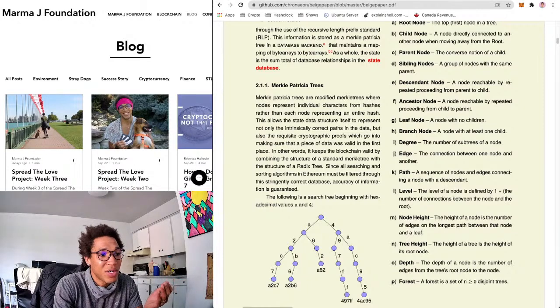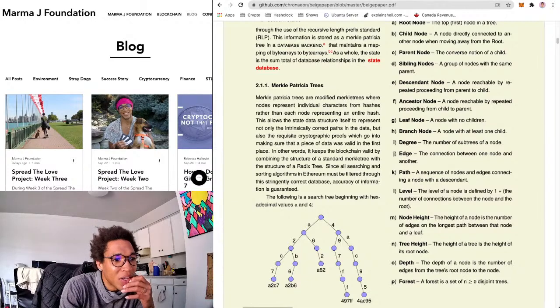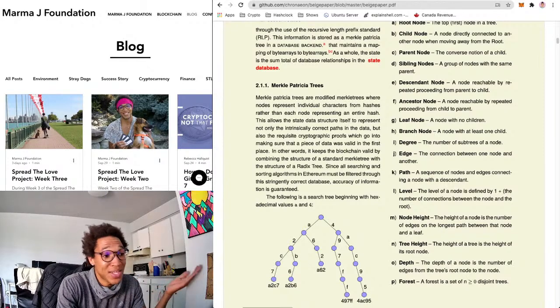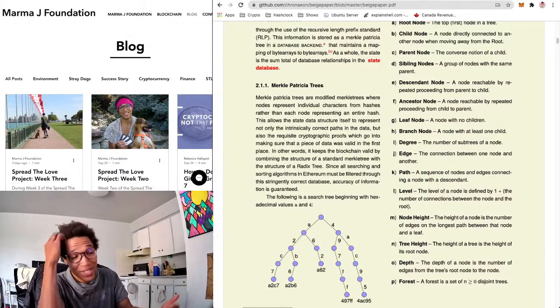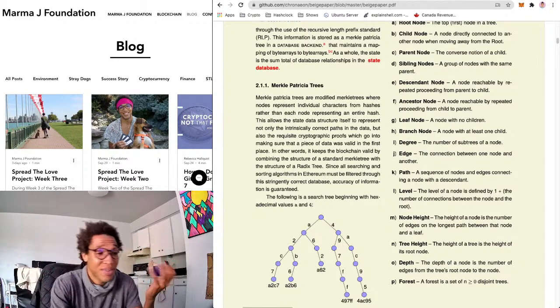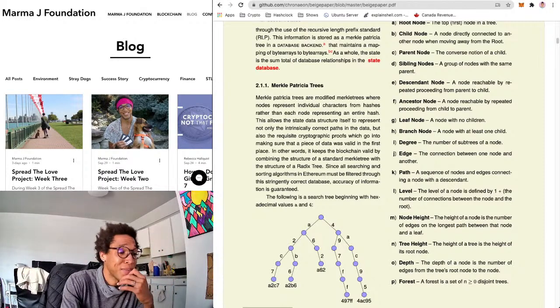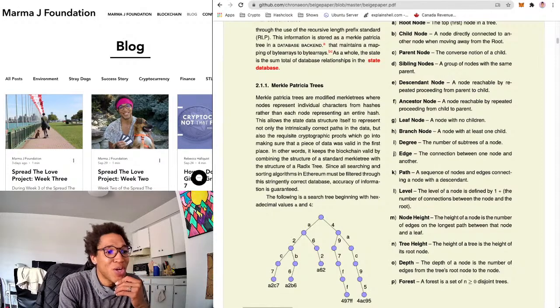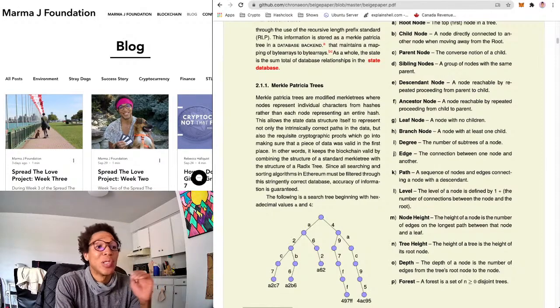So the level of the node is 1 plus the number of connections between the node and the root. If you have this node here, this is a connection. These are all connections. So you're looking at the connections between the node and the root. Let's say this is the root, 1, 2, 3, 4, and then 1 plus that, so 5. This is the 5th level. I guess you're counting backwards. So 1, 2, 3, 4, 5. It's also the 5th node. So I don't know. However, it's easier to remember. Doesn't matter to me too much. Node height: the height of a node is the number of edges on the longest path.